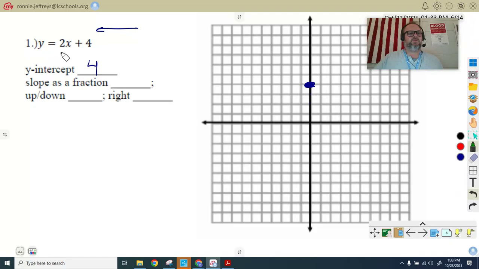Slope as a fraction. Well, here's our slope. How do we write 2 as a fraction? 2 over 1. Now, 2 is positive. This means up 2 to the right 1. All this stuff that we just filled out is the line of thinking that you should be doing when you do these. I could go up 2 to the right 1, or this way and this way. Doesn't matter.